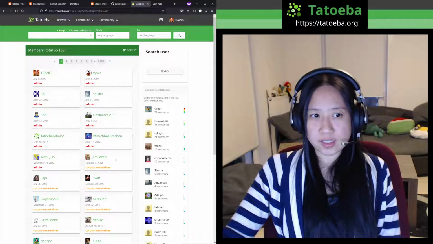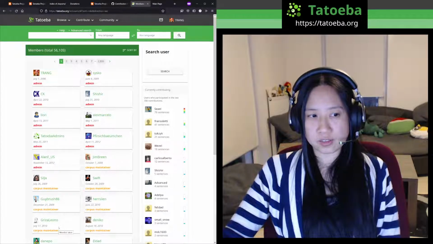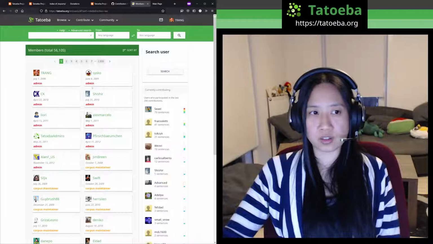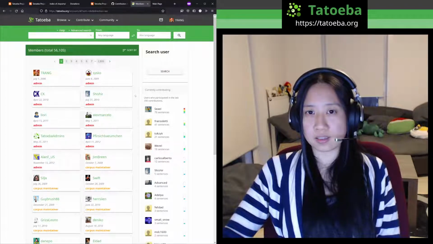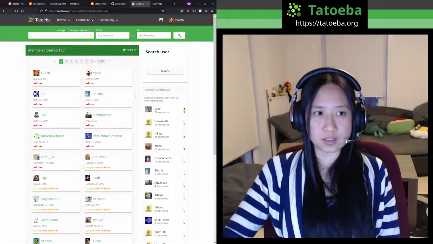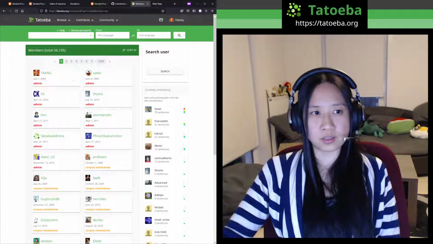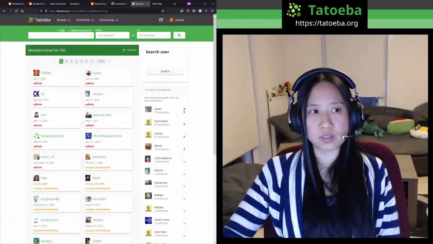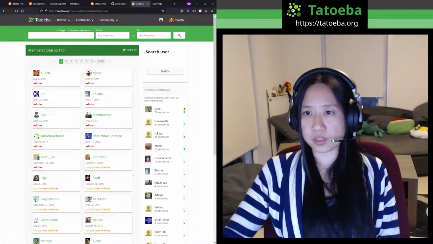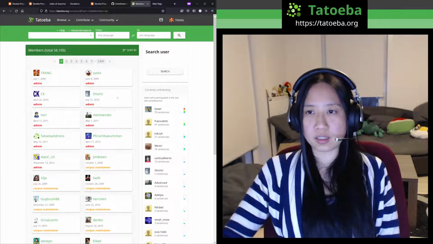Now the reality is that even if a member of Tatoeba has a certain role, it does not necessarily mean that they are actively doing something related to this role. So even though from the members page you can kind of have an idea of who's taking care of what in Tatoeba.